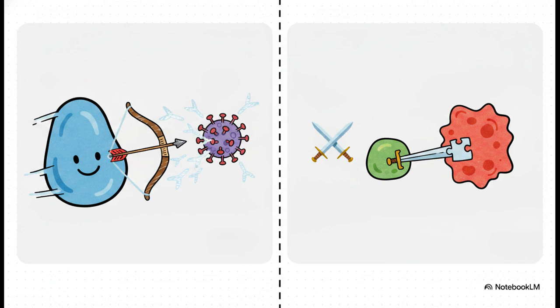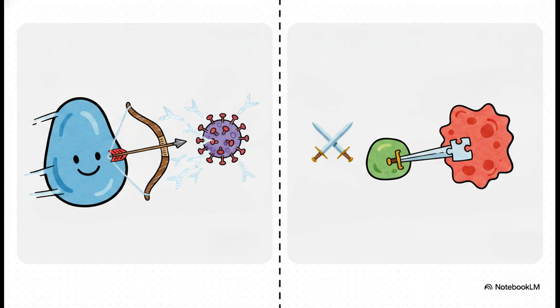Over on the cell-mediated side of things, the response is driven by T cells. Now, these originate in the bone marrow, but they travel to the thymus to mature. The MCAT loves, and I mean loves, to test the distinction between the 2 main types of T cells. First, CD4 helper T cells. These recognize antigens presented on MHC2 complexes. Now, MHC2 is only found on professional antigen-presenting cells like macrophages, and it strictly displays extracellular antigens.